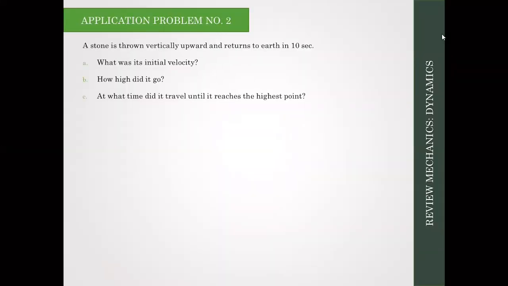Okay, yan. So, we try now to analyze yung condition natin kapag throwing naman tayo, free fall tayo, no? So, yan. So, a stone is thrown vertically upward and returns to Earth in 10 seconds. What was its initial velocity? How high did it go? And what time did it travel until it reaches the highest point?